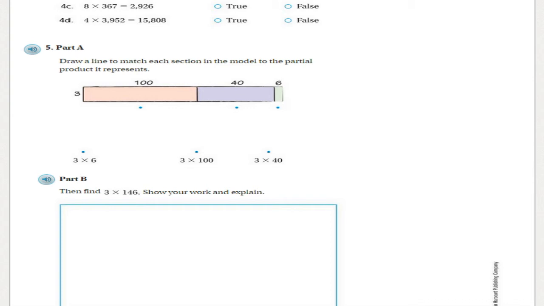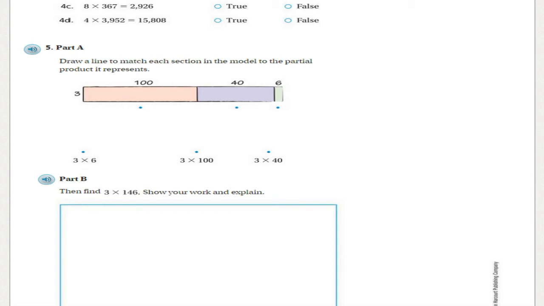3 times 100, that's pretty easy because I can do 3 times 1, which is 3, and then add my 2 zeros to make 300. It's kind of a sloppy 300, but it's 300. And then 3 times 40, pretty easy as well. I can do 3 times 4, which is 12, and then add my 0. My 0 placeholder right there. And so I have 18, 300, and 120. So there's my 300, there's my 120, and there's my 18 from the problem in part A. And now I just need to take these numbers and add them up. So I'm going to do 300, 120, and 18. I'm going to add those.